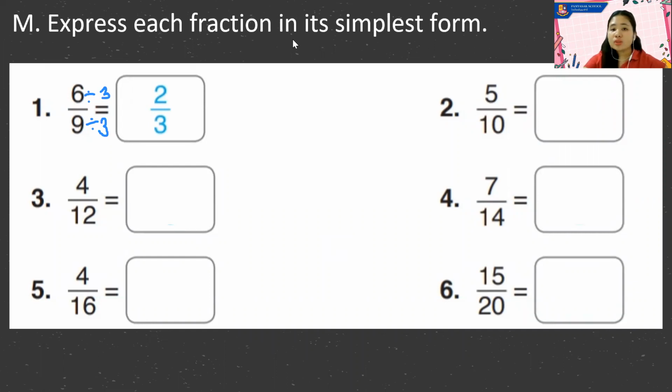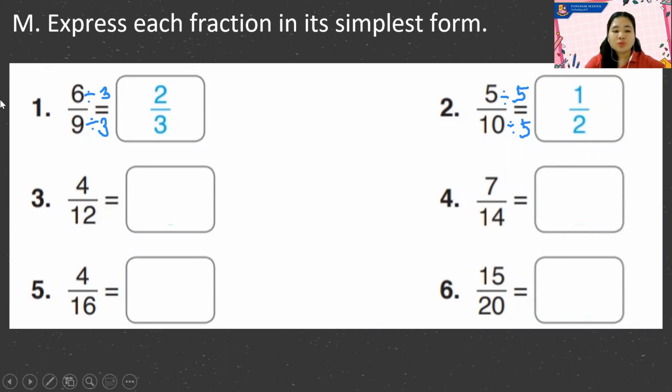Next, number two, 5/10. What can you divide to 5 and you can also divide to 10? Divided by what? The biggest factor. That is 5. Let's answer. 5 divided by 5 is 1. 10 divided by 5 is 2. So the answer for number 2 is 1/2.